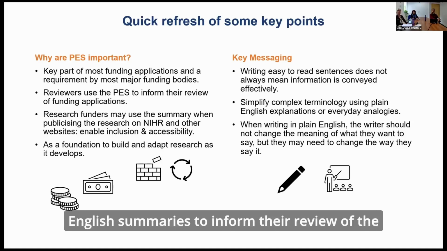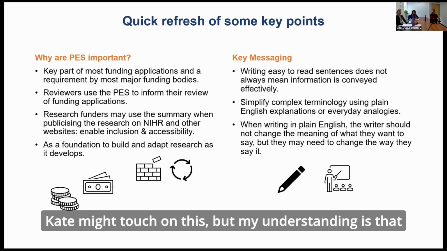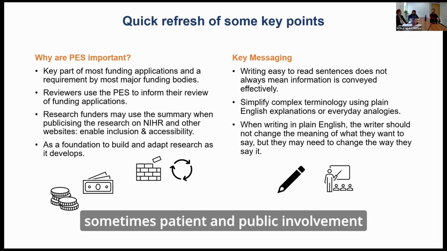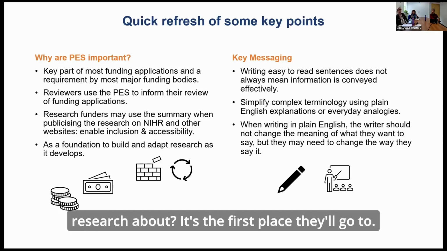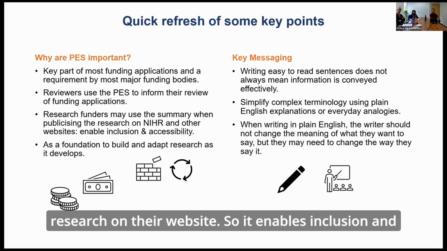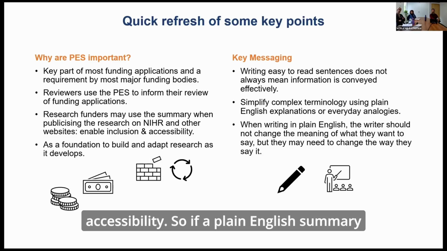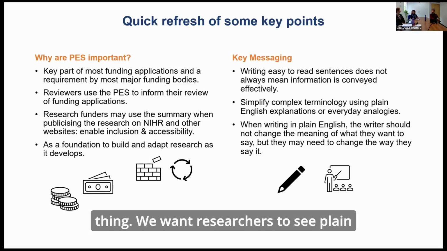Reviewers use plain English summaries to inform their review of the overall funding application. A lot of the time, Kate might touch on this, but my understanding is that sometimes patient and public involvement representatives will go straight to the plain English summary to get an idea of what the research is about. It's the first place they'll go to. Funders can use the summary when publicising research on their website, so it enables inclusion and accessibility. So if a plain English summary isn't inclusive and accessible, then it's not a good thing.